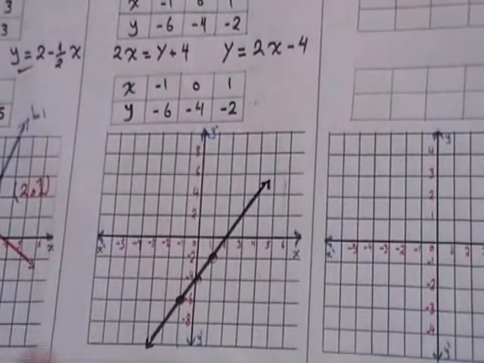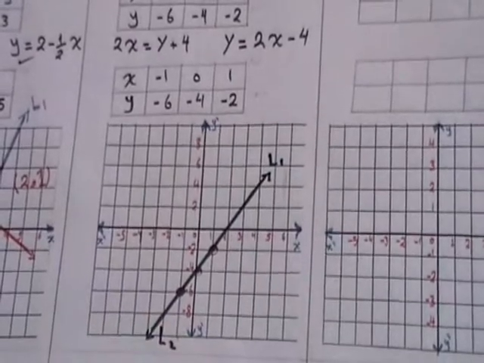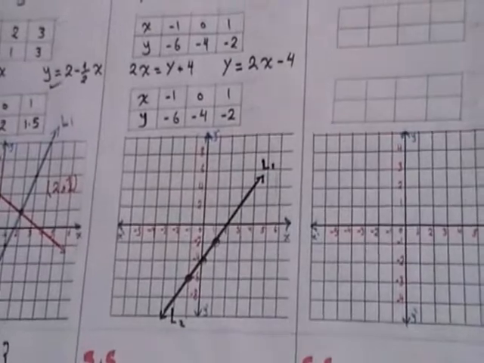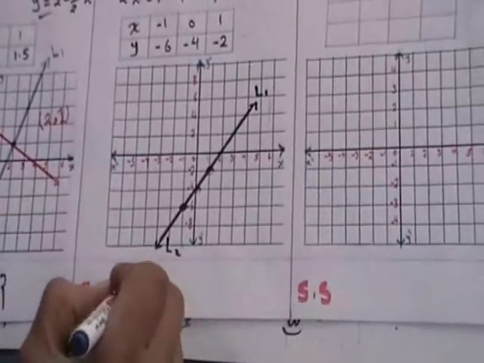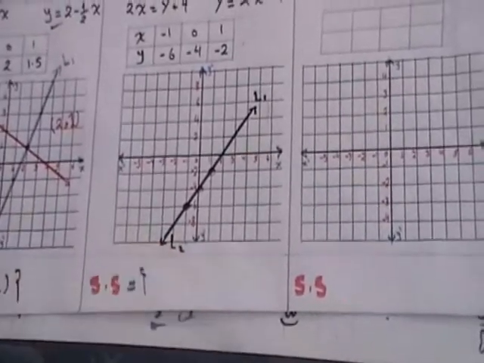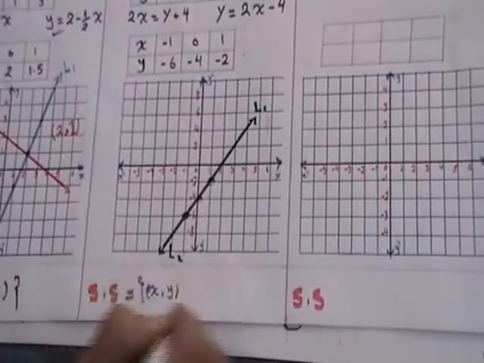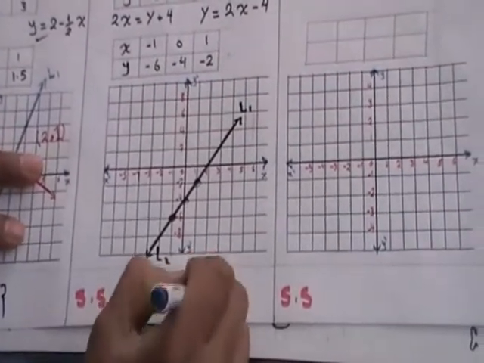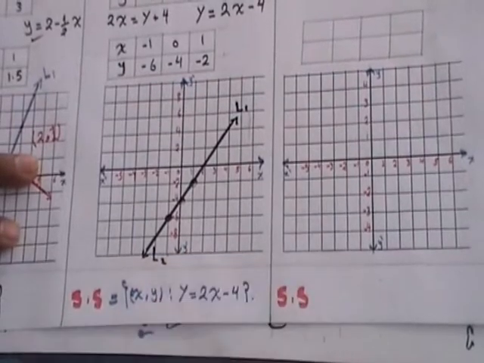So we can say that they are represented by the same straight line. L1 and L2 are the same straight line, so we can say that they are coincident. So we can say that the two straight lines L1 and L2 are coincident. So we can say that the solution set equals the set which contains x and y as an ordered pair such that, choosing one of the two equations, y equals 2x minus 4.